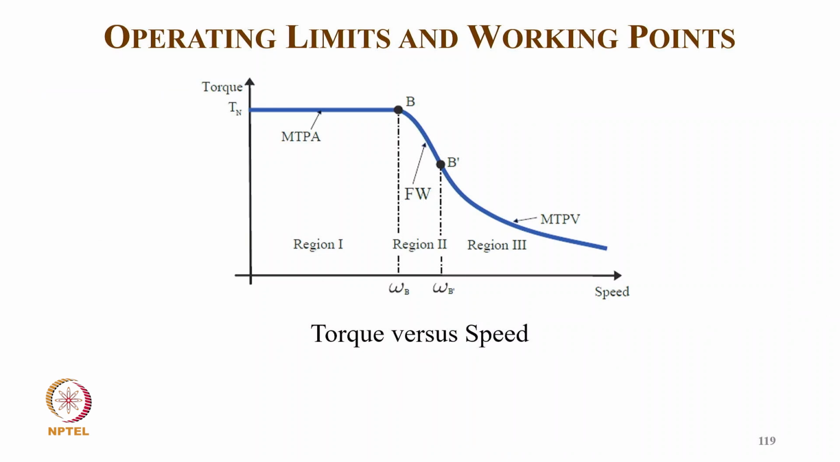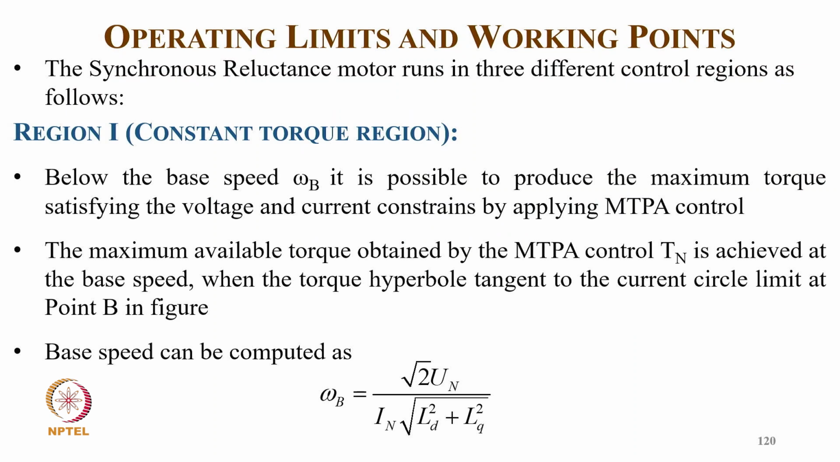This is typically called the characteristic maximum torque per ampere at Tn, and after that we go to the field weakening zone, region 2, and then we go for maximum torque per volt, region 3. For many applications this becomes important. So a synchronous motor runs in 3 different control regions. First, region 1, the constant torque region.